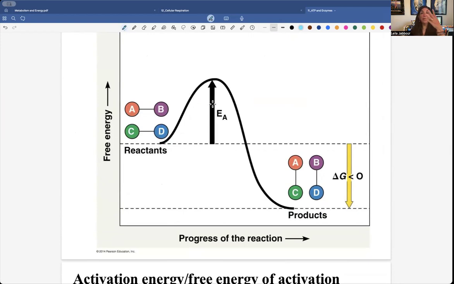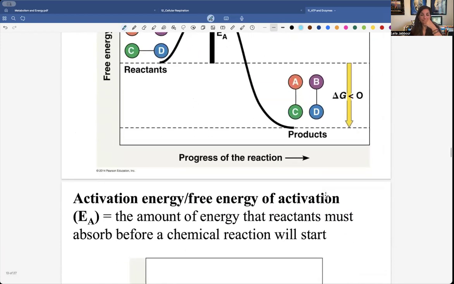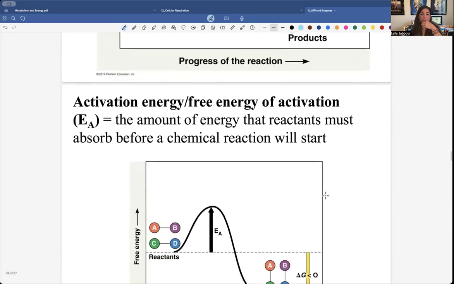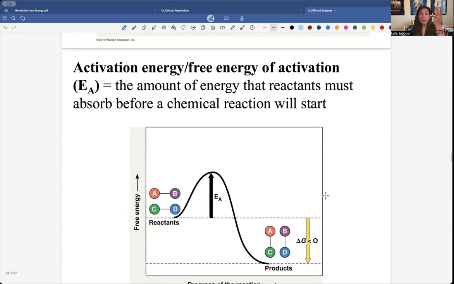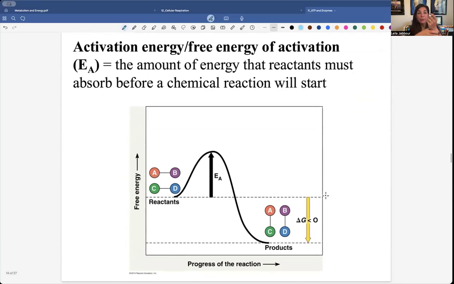So we need some free energy to do that. And as the bonds get created, we end up burying that energy in those bonds. So the activation energy or free energy for activating this chemical reaction is the amount of energy that the reactants must absorb before the chemical reaction will start. So you have to have some energy for everything to start up.